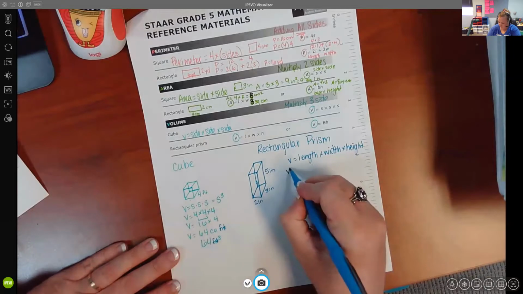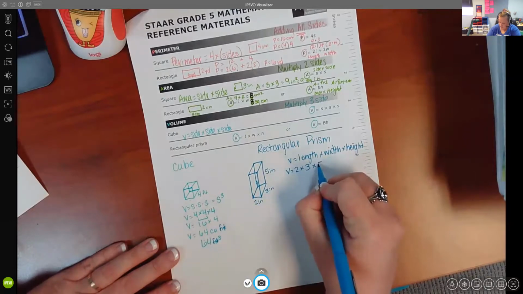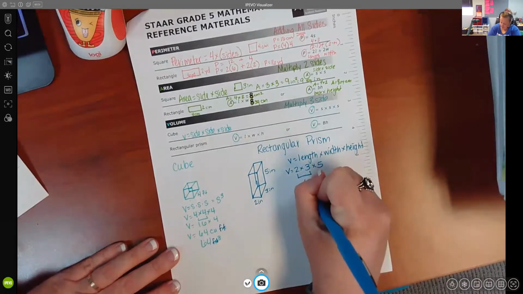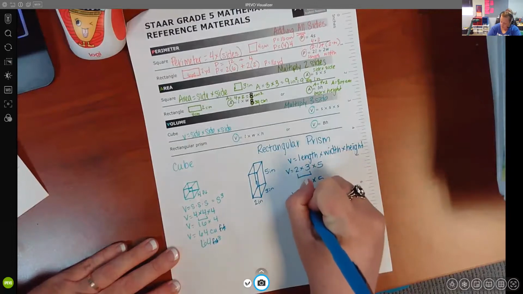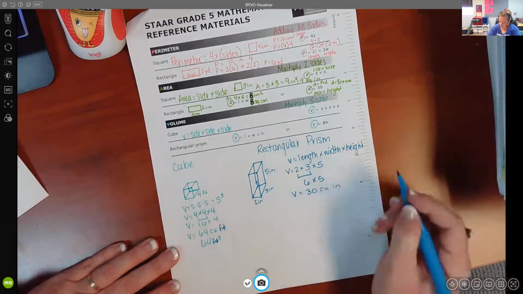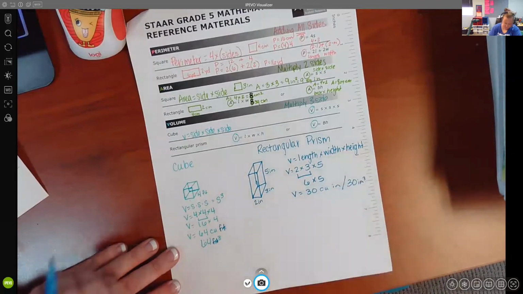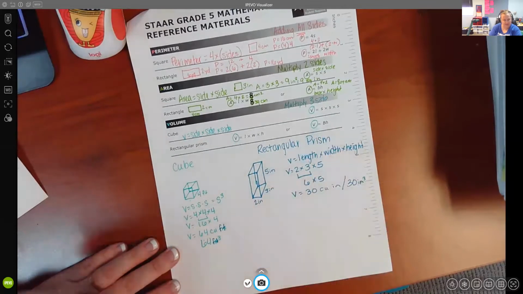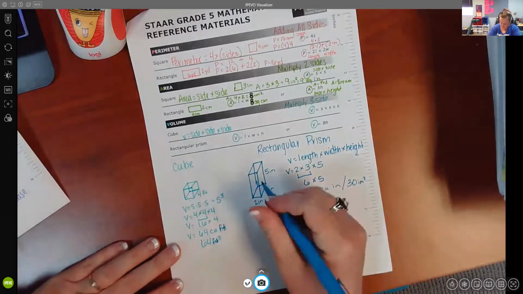Okay. So volume equals 2 times 3 times 5. Well, 2 times 3 is 6. We still got to multiply by 5. So the volume equals 30 cubic inches. 30 inches cubed. Okay. But now we have a second formula to go with it.